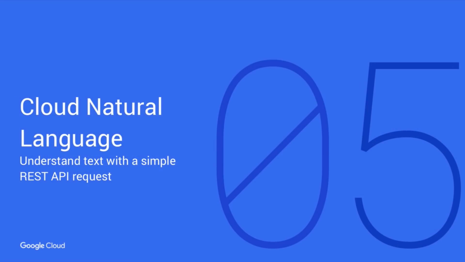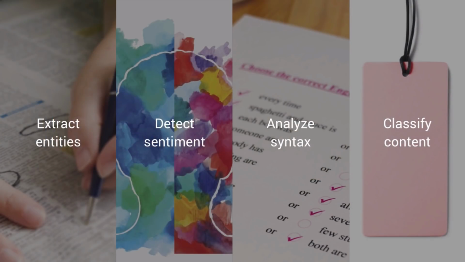The last API I'm going to talk about today is Cloud Natural Language. Cloud Natural Language lets us understand text with a simple REST API request. Let's take a look at the features of Cloud Natural Language. You can use it to extract entities from text, detect sentiment, so you can see whether a given block of text is positive or negative. You can look closer into the linguistic details of text by analyzing syntax, and you can classify your text content into categories.